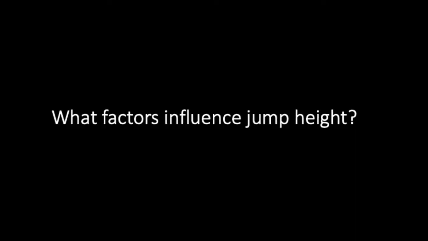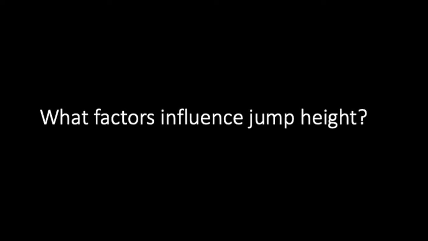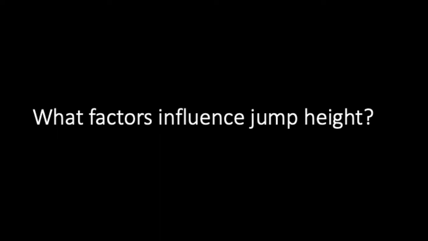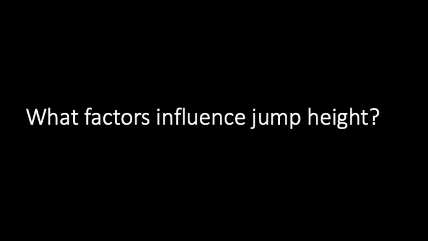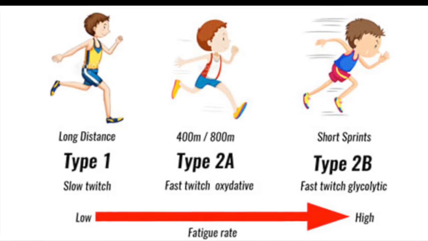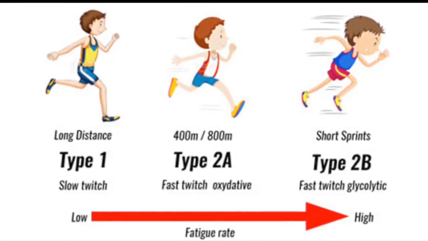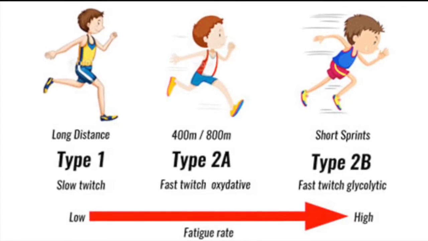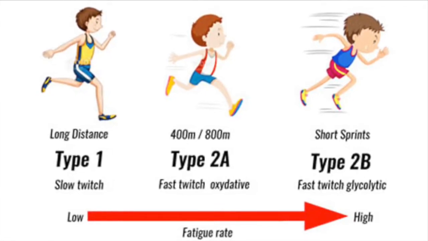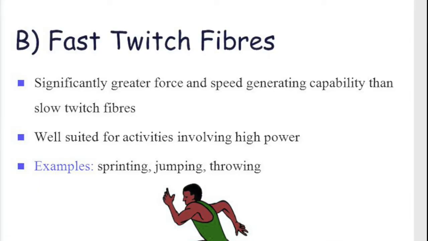The next question is, what are some factors that can influence the height of your jump? One factor is what type of muscle twitch fibers you have. These are genetically determined. There are two types of twitch fibers. There is type 1, these are slow twitch fibers, and there is type 2, these are fast twitch fibers. Type 2 is broken down into type 2A and type 2B. Fast twitch type 2B fibers are dominantly used in activities such as jumping.